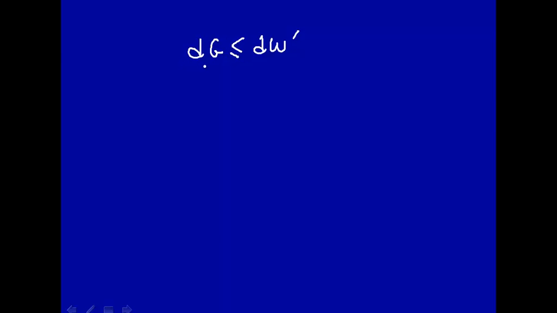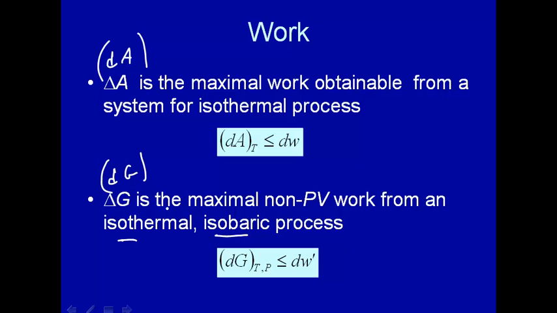So the change in Gibbs free energy is the most non-PV work you can get out of a system. And that maximum amount of work occurs for a reversible process. In fact, for any real process, the work you'll get out would be less than the change in Gibbs free energy. So dG or delta G is the maximum non-PV work that you can get out of an isothermal, isobaric process. All right, so that's what work is.